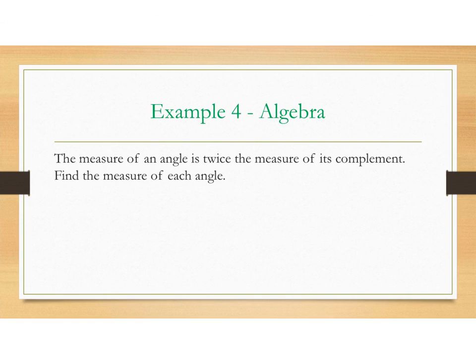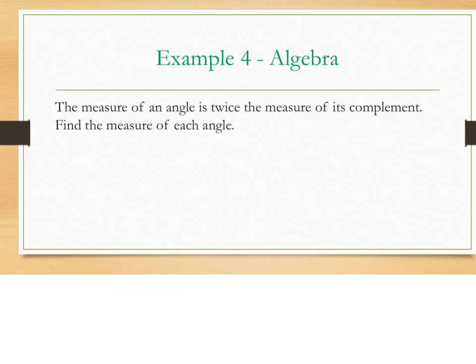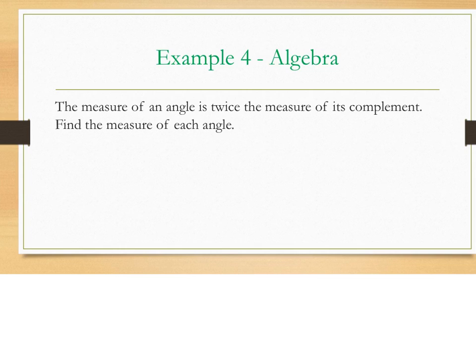The next one. So again, it's our link to algebra here. So it says the measure of an angle, so I'm going to let that be x, is, usually whenever I see the word is, that's my equal sign, twice the measure of its complement. Find the measure of each angle.